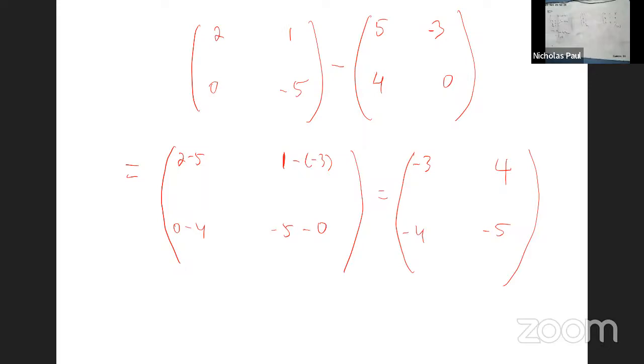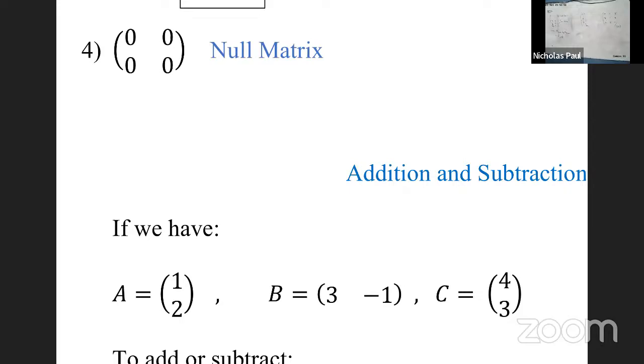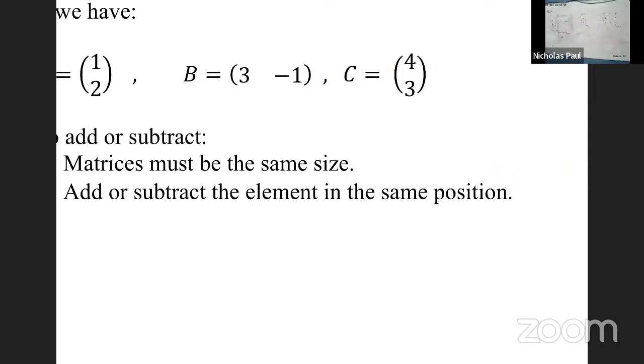Right? So that's the way you add, that's the way you subtract, right? They must be conformable, which means they must be the same size. Conformable has different meanings. Conformable means that it works for that particular function, addition or subtraction or multiplication, right? So that's how we add, that's how we subtract.